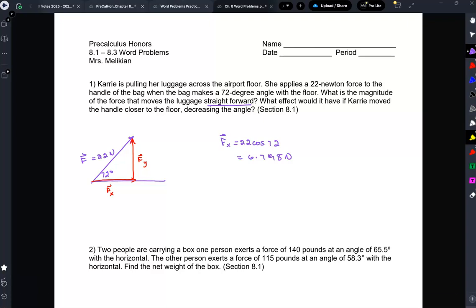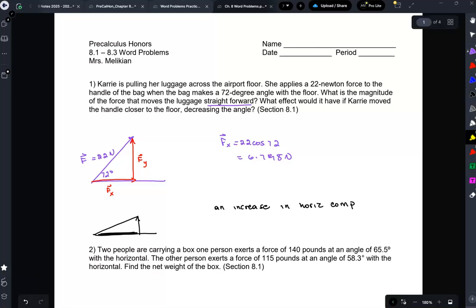And then it says, what effect would it have if she moved the handle closer to the floor? So you can see if the handle moved closer to the floor, decreasing the angle, what would happen? Well, then this force would increase, right? So there would be an increase in the horizontal component, because as the angle gets closer to 0, the cosine obviously gets bigger.